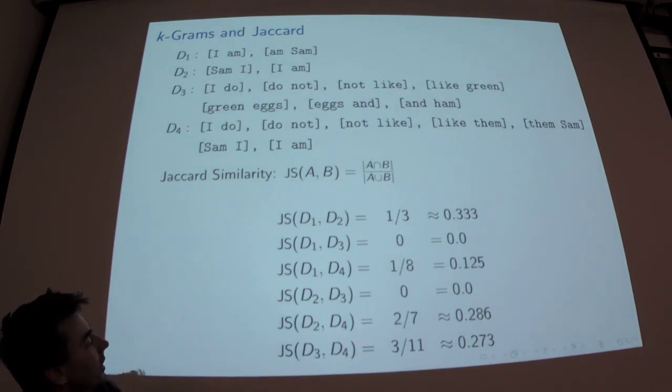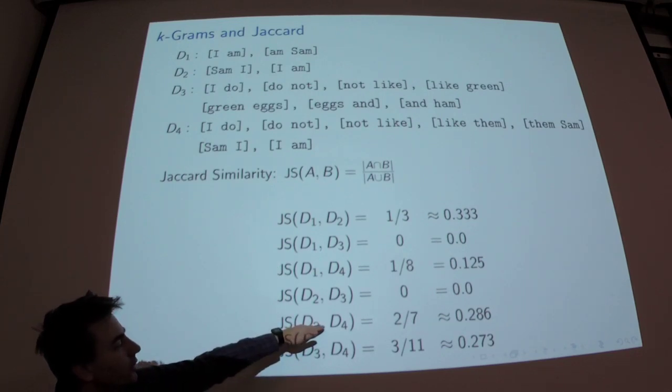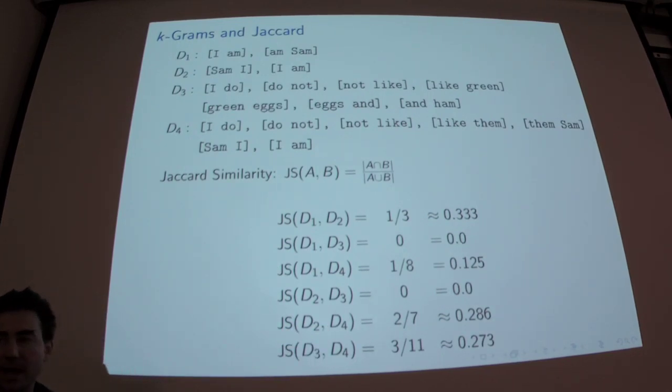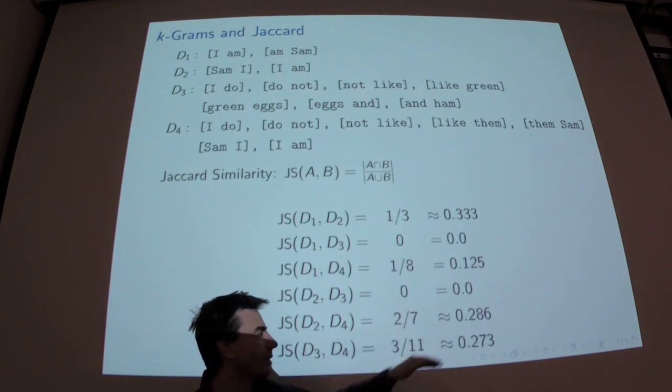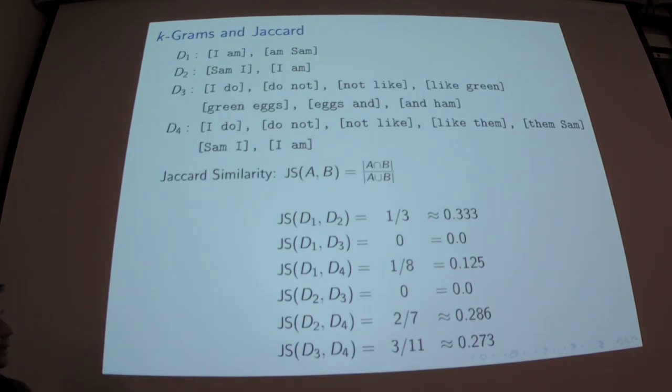Documents 2 and 4 actually have 2/7 similarity, which is not bad either. They both have "I am." So all of document 2 is repeated within document 4. But document 4 is a bunch of other stuff too, so the denominator is still 7. But that's reasonable. And document 3 and document 4 also have a lot of similarity.